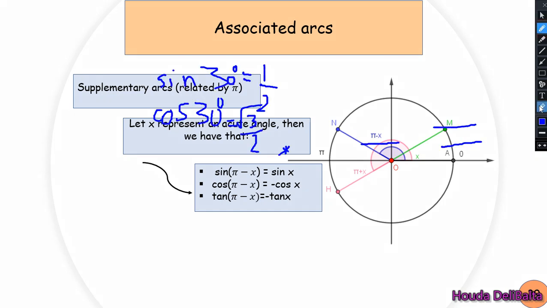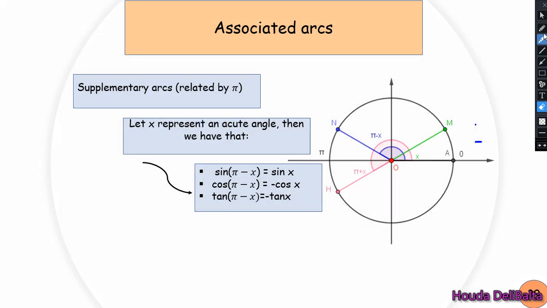And all of us know that all students take chemistry. So in quadrant 1, all are positive. In quadrant 2, sine is positive. In quadrant 3, tangent is positive. And in quadrant 4, cosine is positive. So pi minus x is in quadrant 2. In quadrant 2, the sine stays positive, while cosine is changed into negative. That's the interpretation in general. Now, what about the other rule concerning pi plus x?